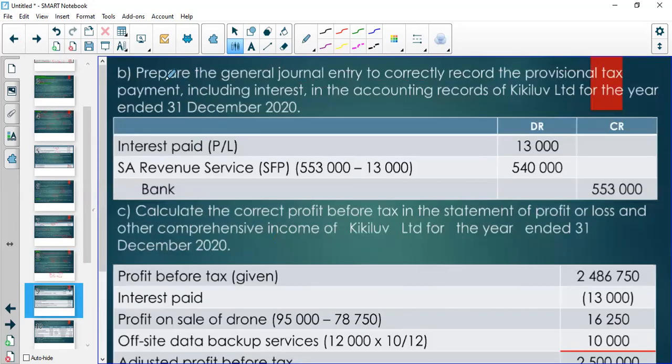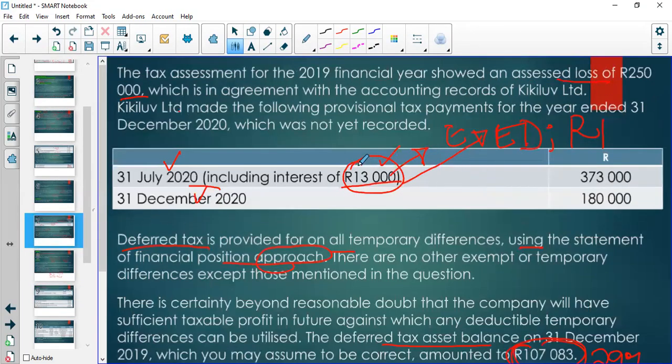Right. Then the next thing is that we are told to prepare the general journal entry for payment of provisional tax. So if you remember, the provisional tax is here. This 13,000 is not provisional tax. It's an expense in the profit or loss account. Then the difference would be, is it 360,000? All right. So this 360,000 and this 180,000 are going to be provisional tax payments. So we have to debit the SARS income tax account and credit the bank, right?